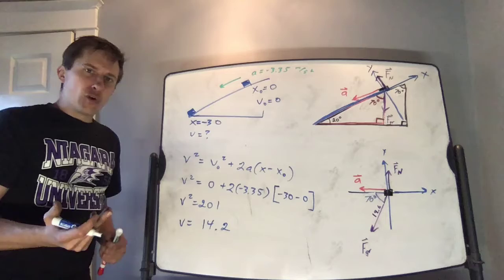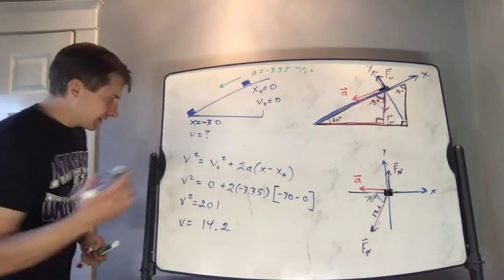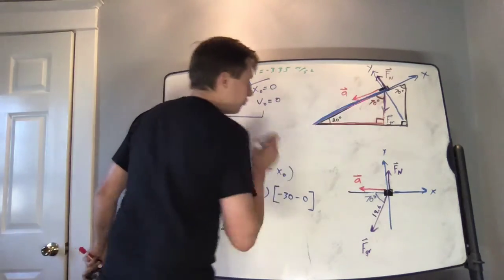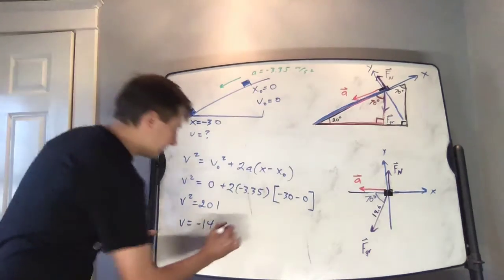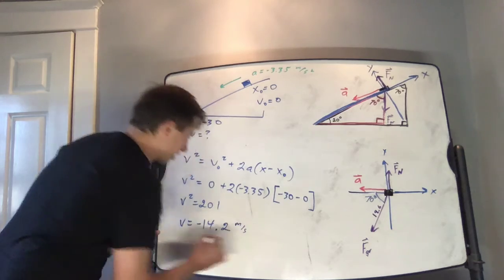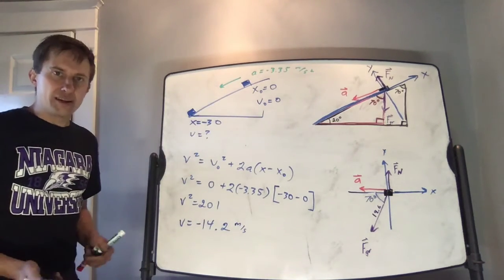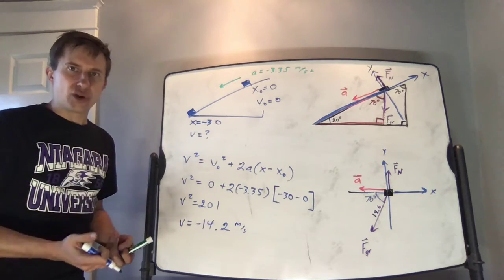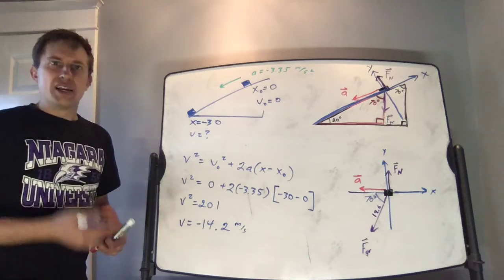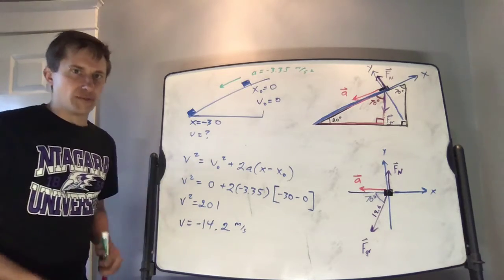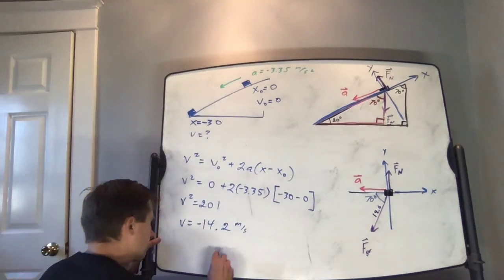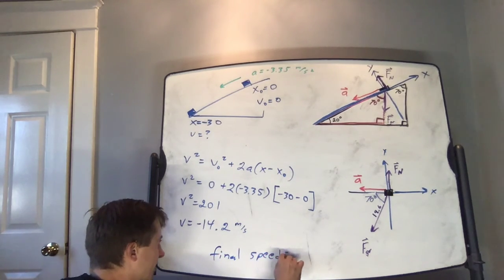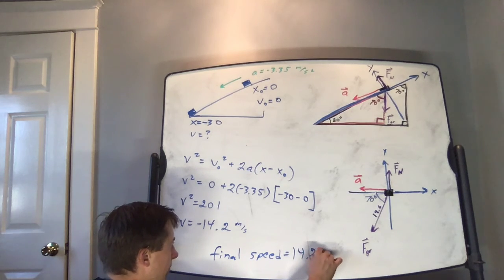Now, if you are asked what is the velocity of the crate, I would say the velocity of the crate is -14.2 because you're moving in the negative x direction. So the final velocity of the crate is -14.2 meters per second. But this question specifically asks for the final speed of the crate when it reaches the bottom of the ramp. Speed is just the magnitude of velocity. So I could say the final speed is 14.2 meters per second.